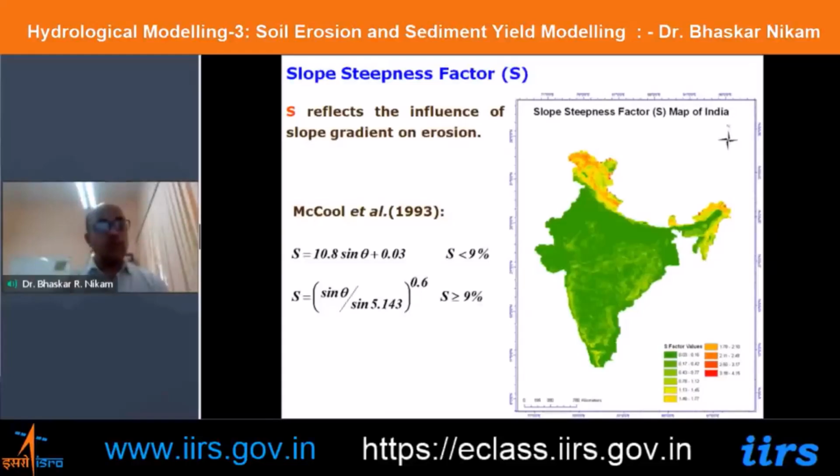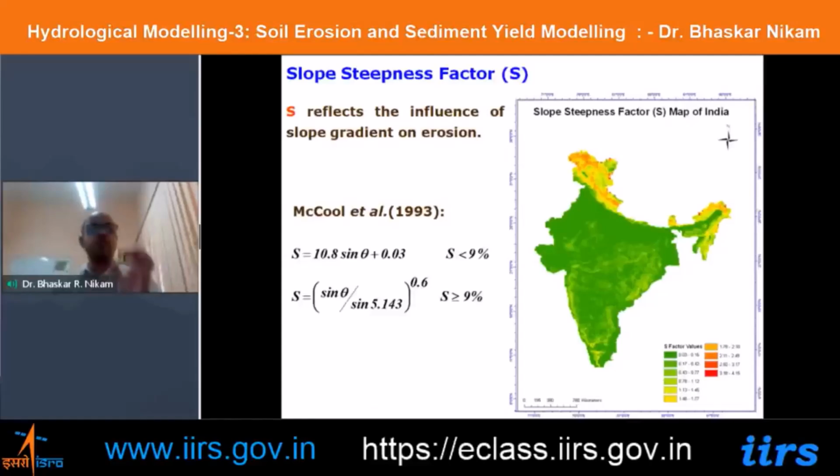However, other watersheds will have slope way beyond 9%. So those equations developed for slopes less than 9% may not be applicable for other slopes. So McCool in 1993 put forward two sets of equations: one set for pixels having slope less than 9%, and another set for areas having slope more than 9%.